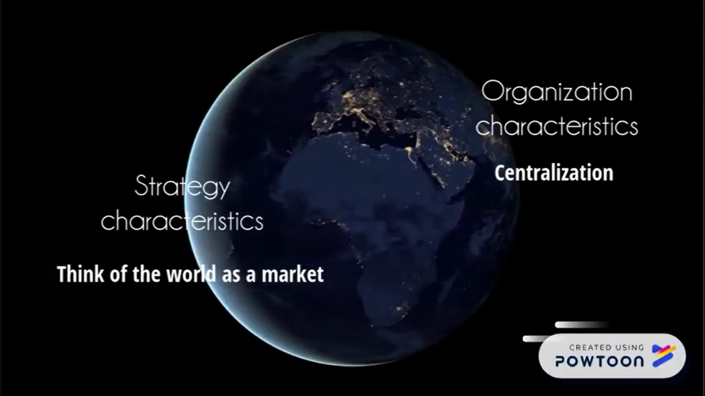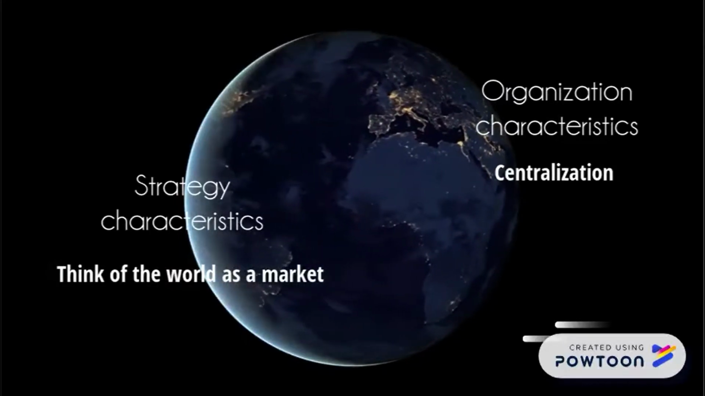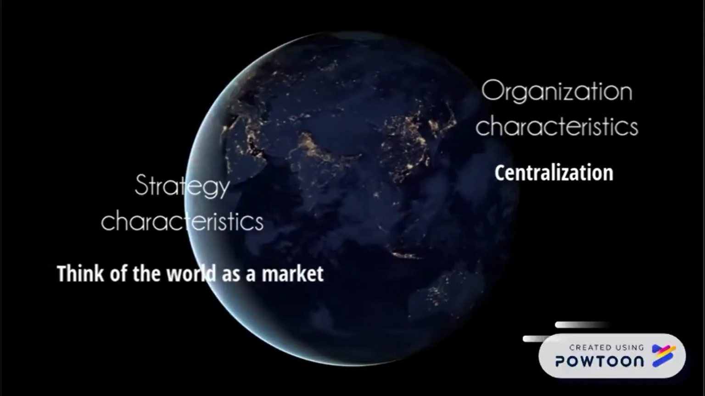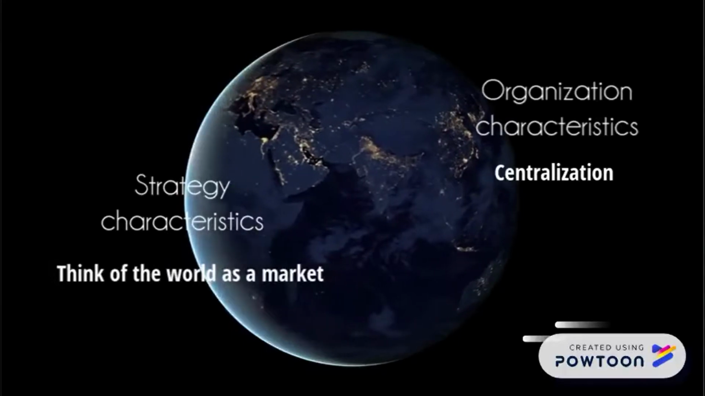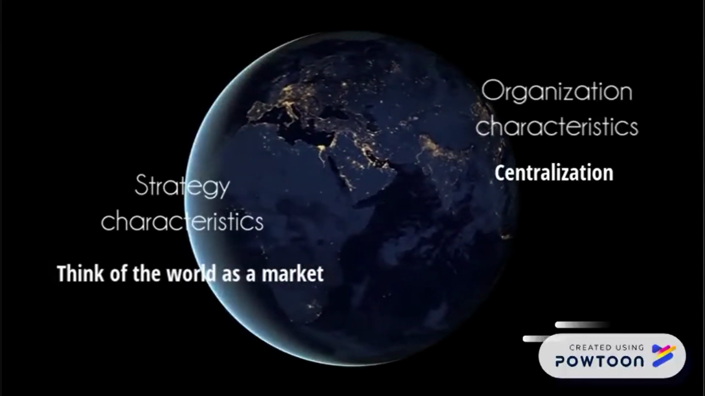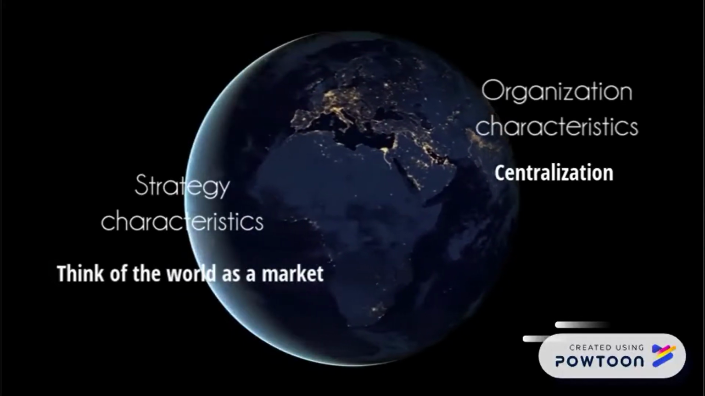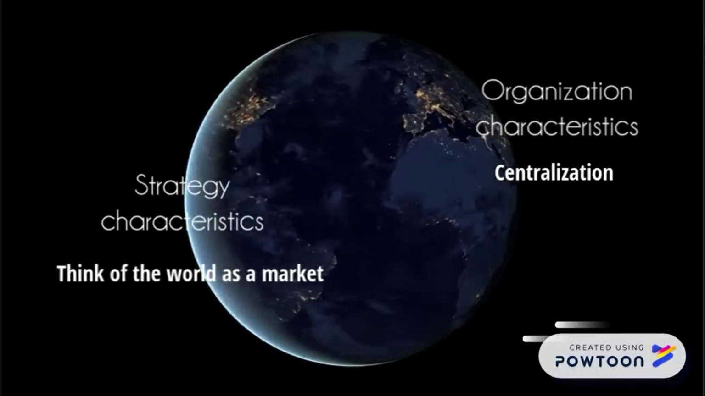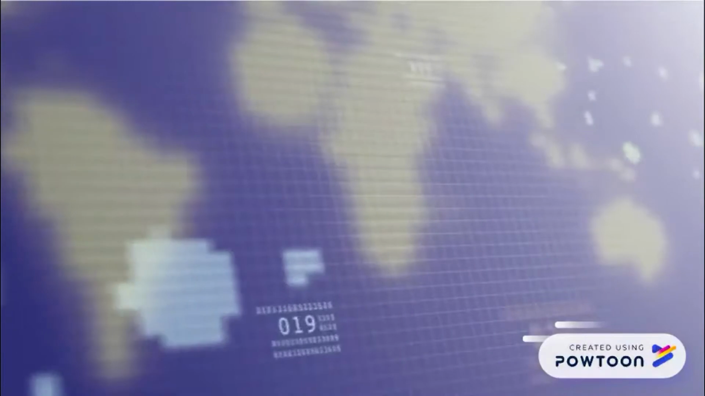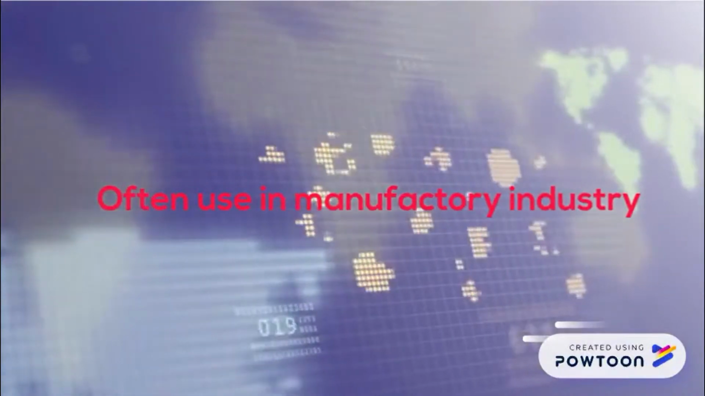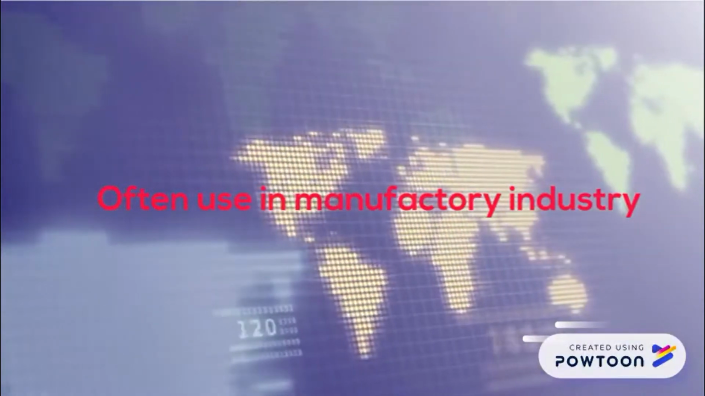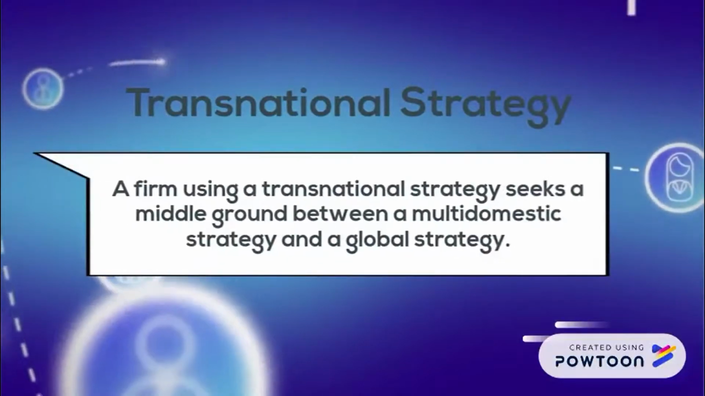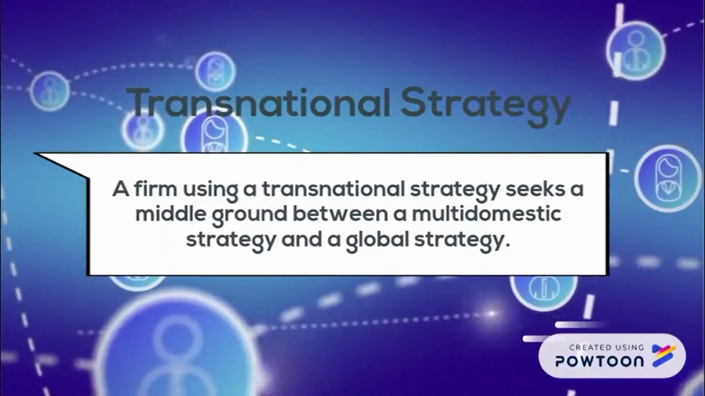Global strategy has a high degree of centralization, with headquarters coordinating the organization to seek out standardization and learning between plants, thus generating economies of scale, as we mentioned before. This strategy is often used in manufacturing industry. Finally, we are going to talk about transnational strategy.